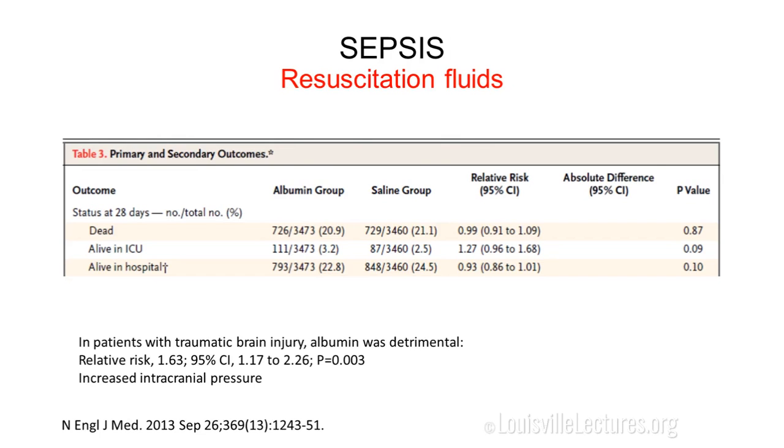Now, in patients with traumatic brain injury, albumin was detrimental. So in these patients, there was an increase in the relative risk of death by 60%, and the hypothesis was that albumin increased the intracranial pressure. So be aware that if you are dealing with a patient with traumatic brain injury, you want to avoid albumin.